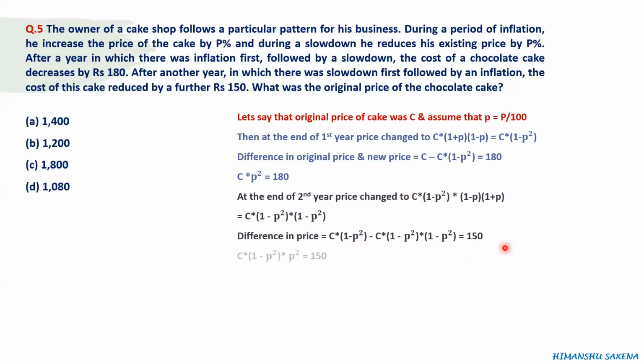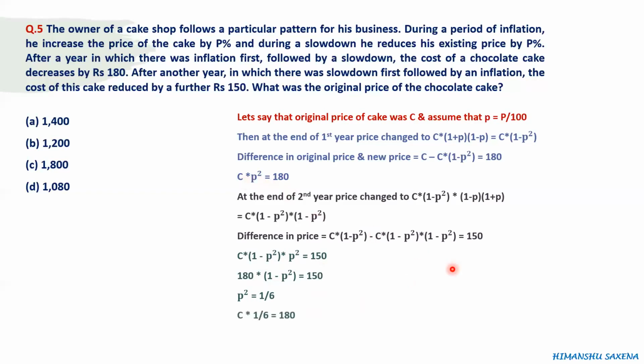Now you solve it further, you get C into 1 minus p square into p square is equal to 150. Now you can keep the value of C into p square as 180 here. Instead of C into p square, you can write 180, and this remains the same, into 1 minus p square is equal to 150. So you solve it further, you get the value of p square is equal to 1 by 6. Now we have to calculate the original price of the chocolate cake. So we have to calculate the value of C.